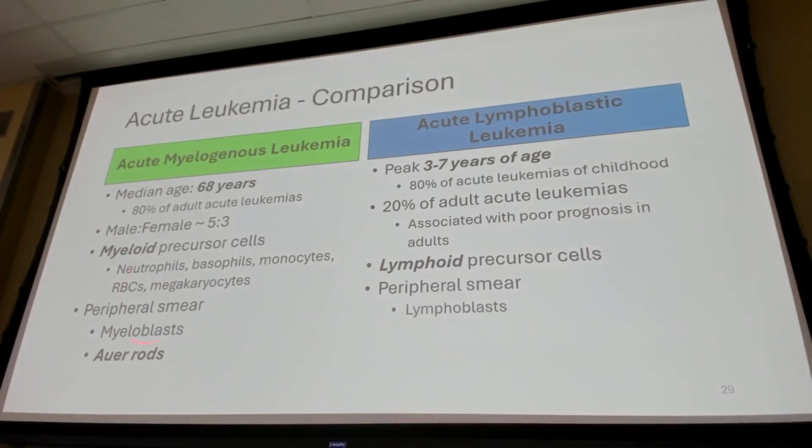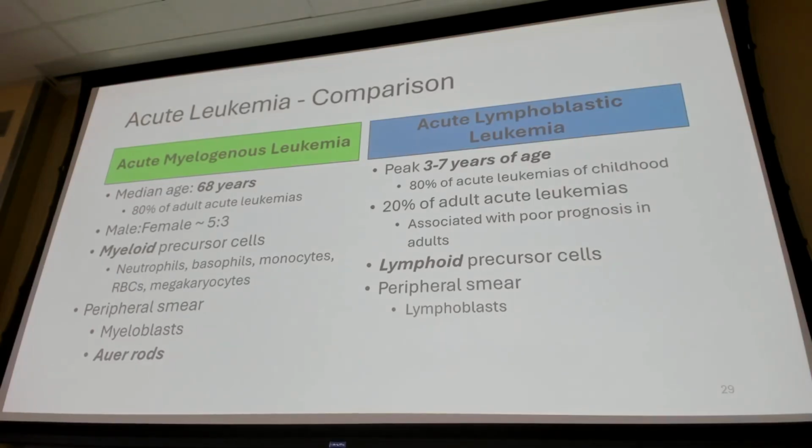Again, AML, median age 68, older population, male over female, and by definition, it's a myelogenous line, so these are your myeloid precursors. So this is all your cells that can be affected. Peripheral smear, you expect to see myeloblasts, yes. And then pathognomonic for AML is the Auer rods.